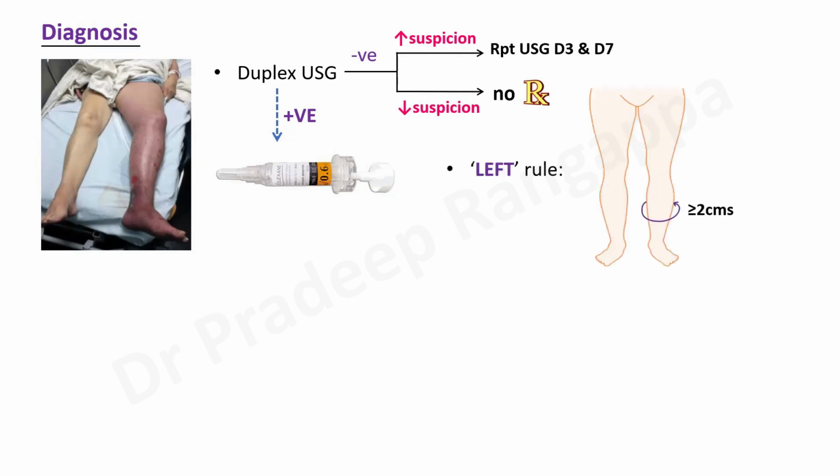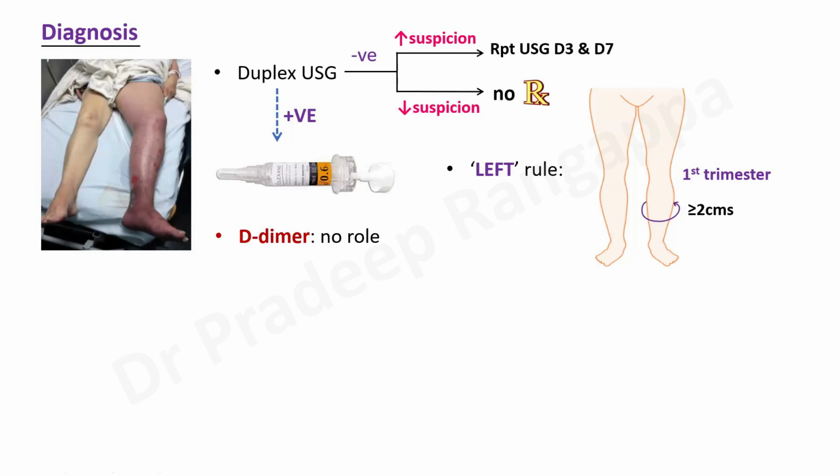There is something called the LEFT rule. In pregnancy, when there is a suspicion, one can look at the LEFT rule, which is simply that if the calf measurement on the left side is more than 2 centimeters greater than the right, that could be the initial clinical suspicion that these patients are at risk of venous thromboembolism, and further tests could be done. This can be done in the first trimester. So looking at calf measurements, 2 centimeters more on the left than the right, they can be followed up with tests to see if they are at risk of developing thromboembolism.